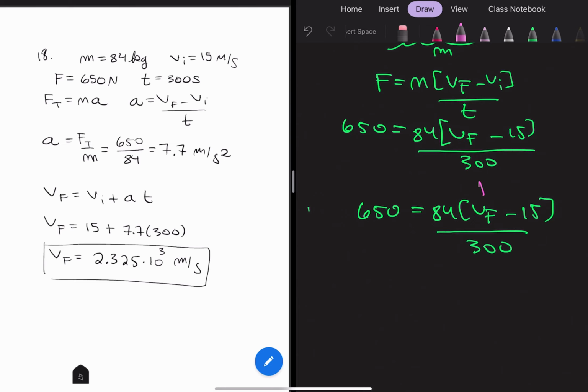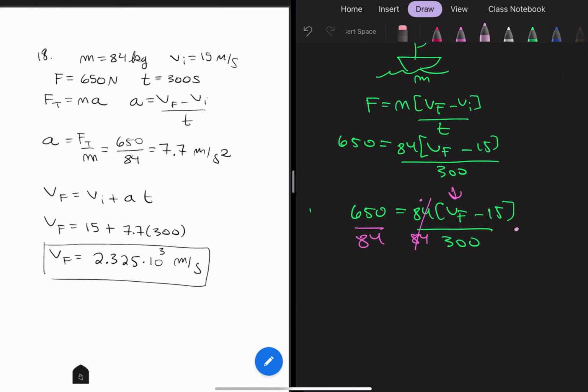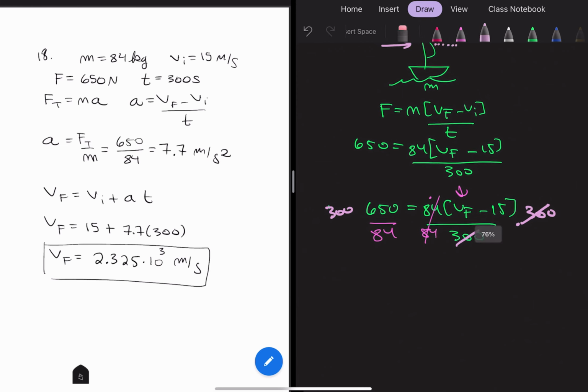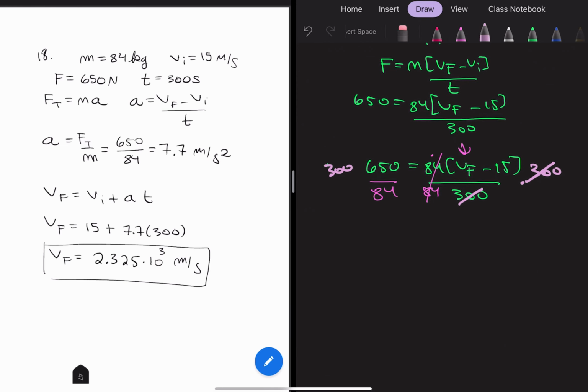So we're trying to get the V final by itself, but there's a lot of stuff in the way. First of all, this is being multiplied by 84, so the opposite of multiplied by 84 is divide by 84 on both sides so that they cancel. And next, it's being divided by 300, so the opposite of divide by 300 is multiply. So multiply this side by 300, and then multiply this side by 300, and cancel. So there what we have is 300 multiplied by 650 over 84 is going to equal the final velocity minus the initial velocity, which is 15.